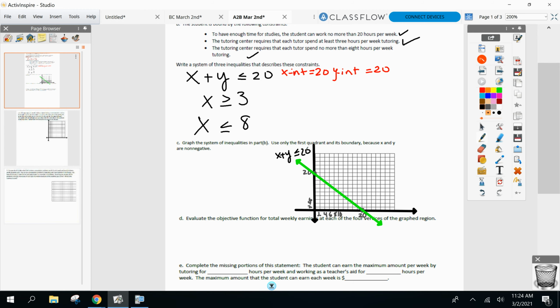All right, so I got that one graphed. What about the shading for that one? Should I shade above or below that line? 0, 0. Plug it in. Does it work? Plug in 0, 0. Does it work?